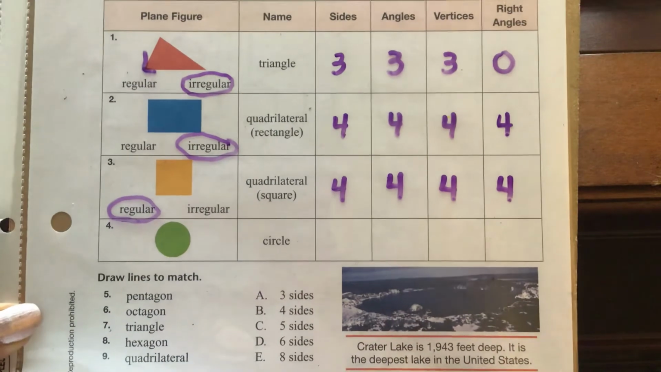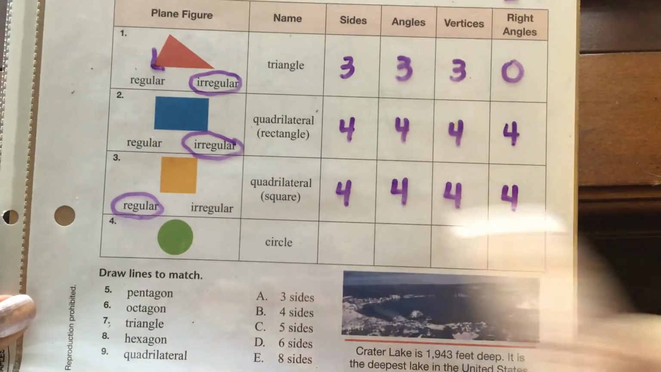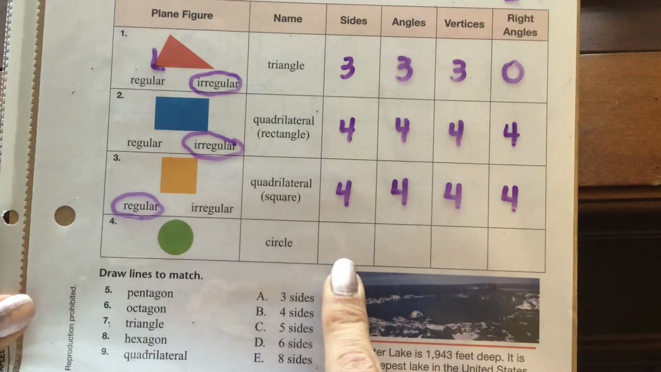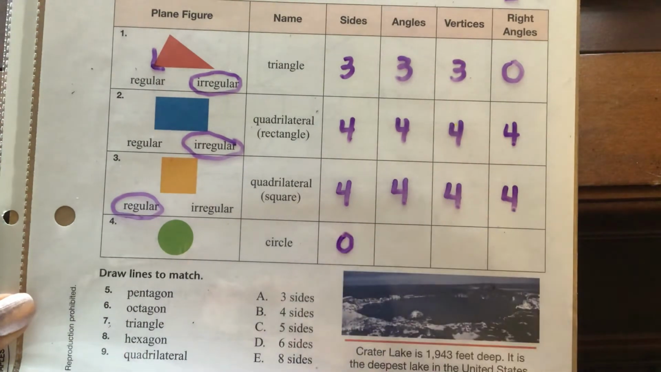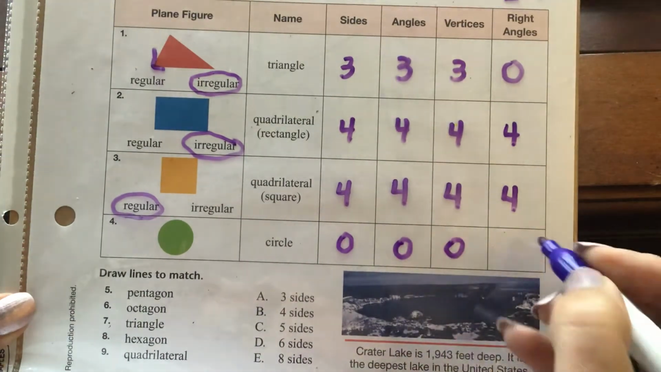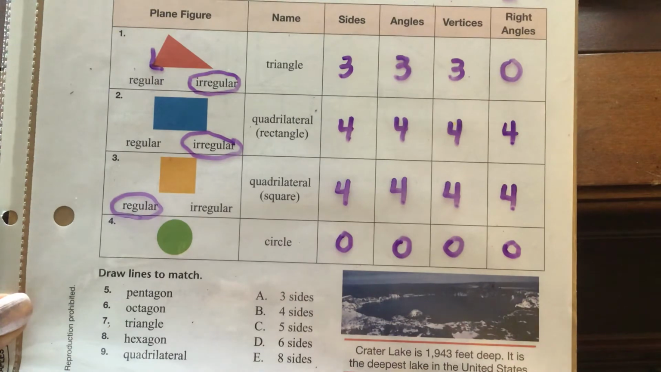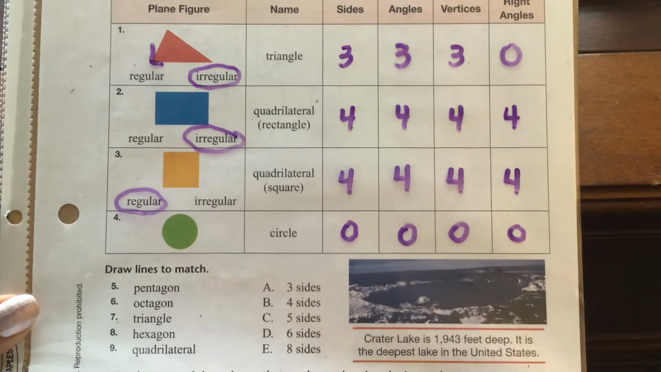The last one I thought might seem a little tricky, right? A circle is a planar figure, right? But does it have any sides? No, it's a curved figure. It doesn't have any angles, it doesn't have any vertices, and it doesn't have any right angles. Okay? All right. So we'll talk more about circles and ovals in a later video where I'll go over some of those shapes with you.